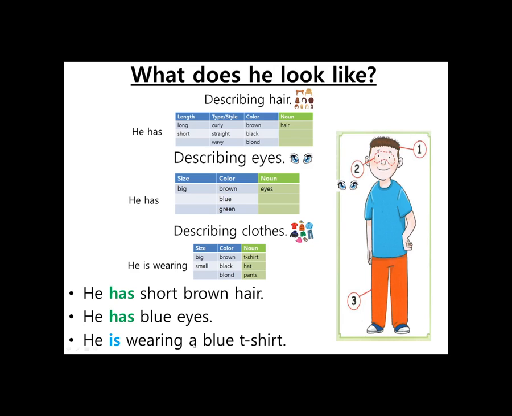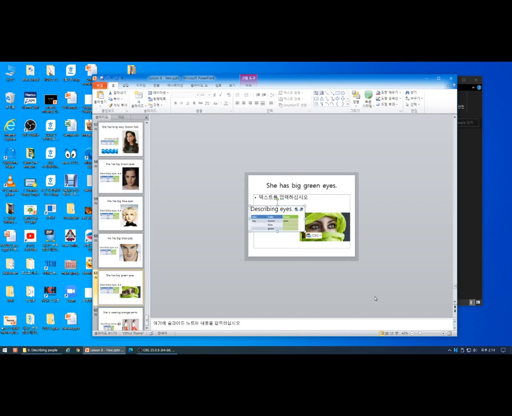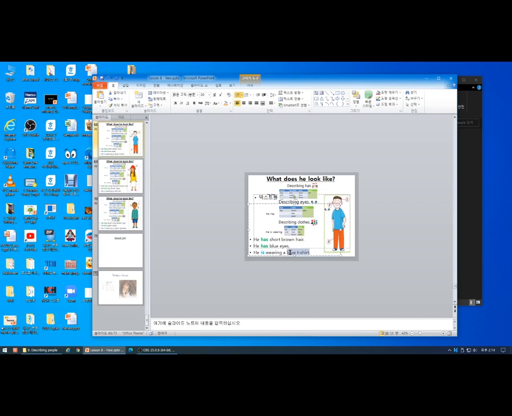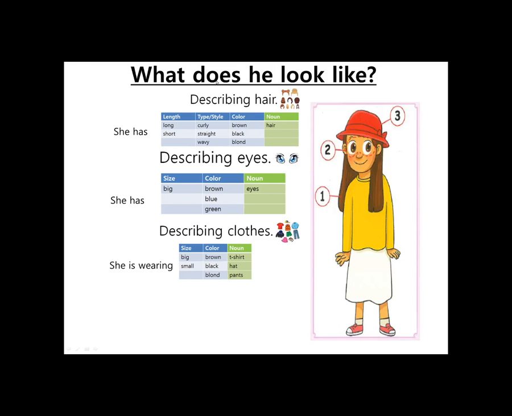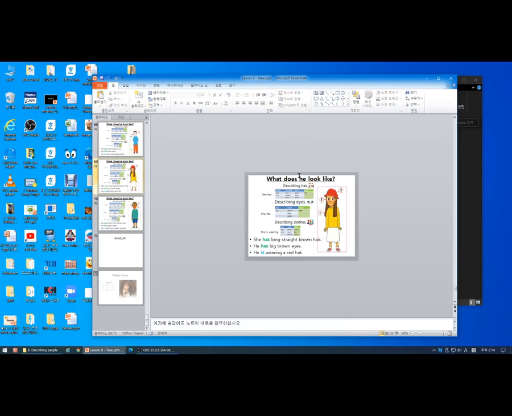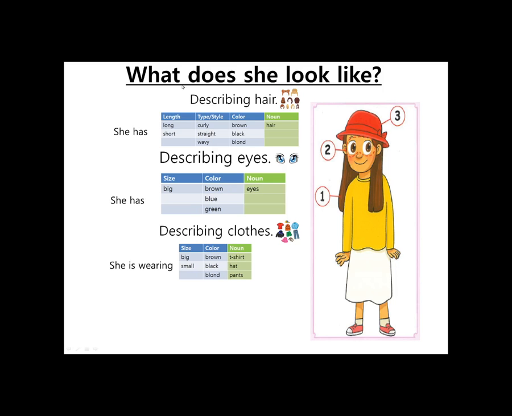And he is wearing a blue T-shirt. Ooh, okay, number 3 is actually pants, so let's put that in there. He is wearing orange pants. Okay, and remember, we don't need an article because this is plural. He is wearing orange pants. Okay, so let's continue. What does he look like? This is a she. Sorry for the mistakes. What does she look like?